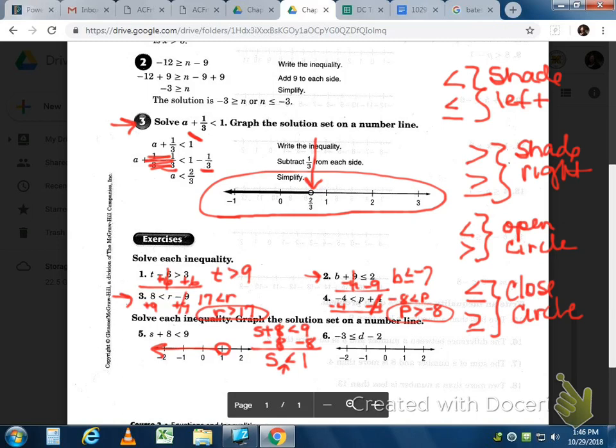Number 6. Negative 3 is less than or equal to d minus 2. How do I get d alone? I'm going to add 2. So negative 1 is less than or equal to d, but I want my variable on the left. So you turn the whole thing around. D greater than or equal to negative 1. If it's greater than or equal to, it could be a possibility. It is included. So you fill it in. It's just a big dot. And you shade right.